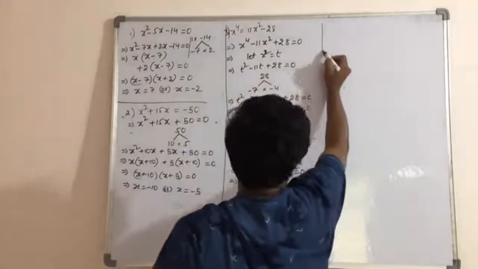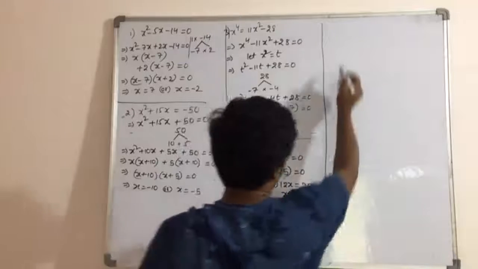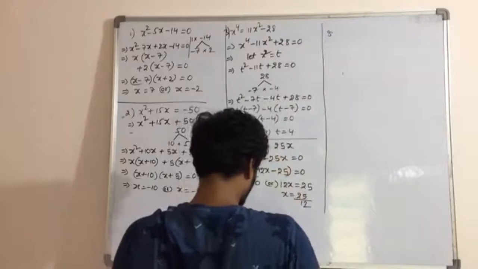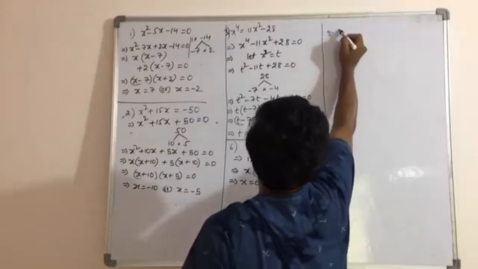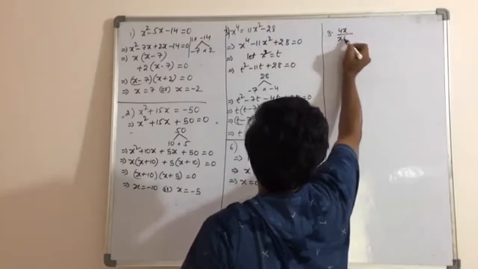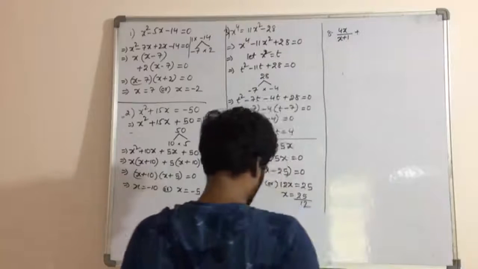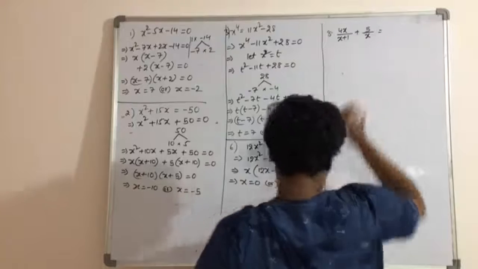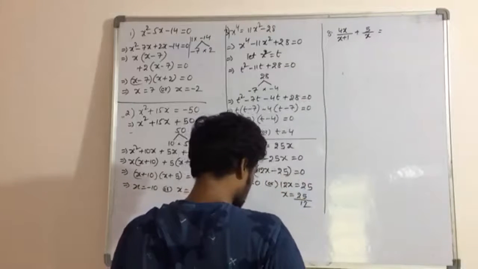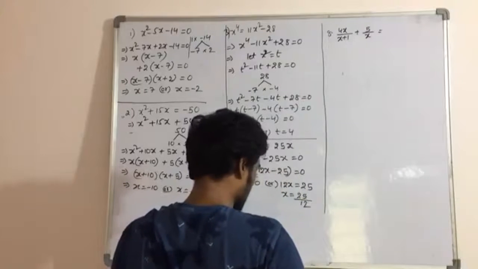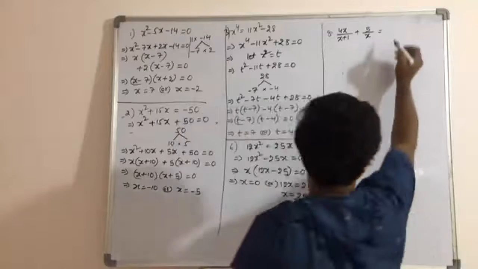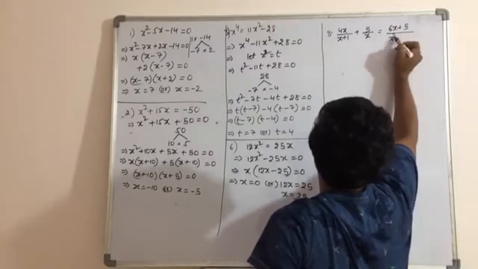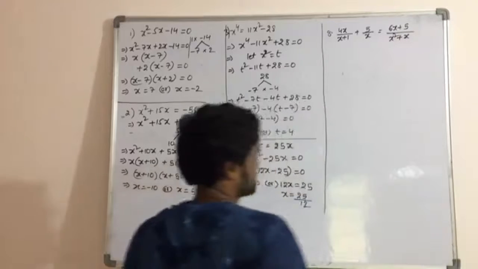I'll solve the 8th question now. Okay, say this, 8th one. 4x by x plus 1 plus 5 by x is equal to 6x plus 5 by x square plus x.